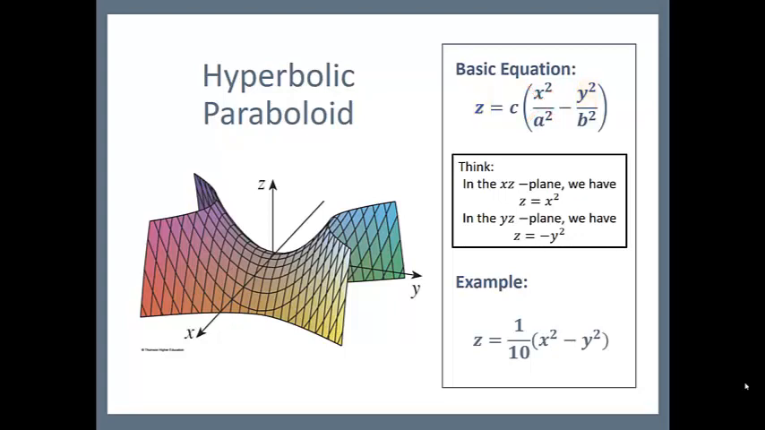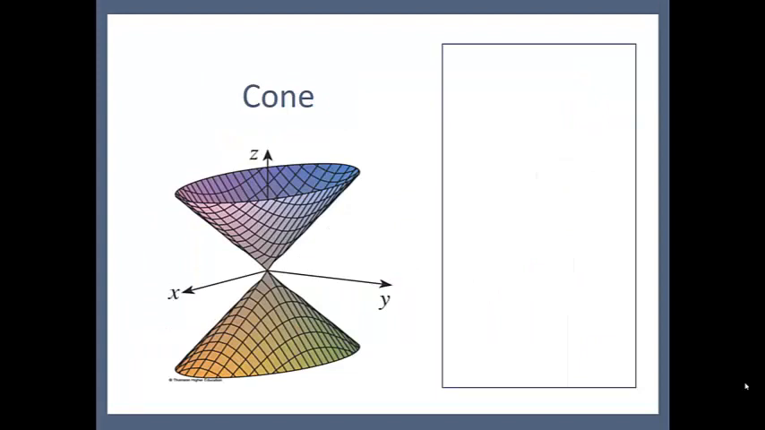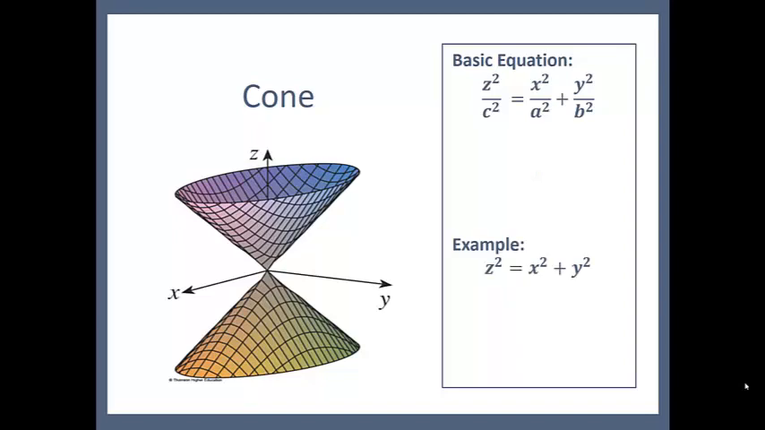Great. One more basic equation for us, and it's the equation of a cone. So our basic equation here would be z squared over c squared equals x squared over a squared plus y squared over b squared. So for example, something like z squared equals x squared plus y squared. And to help us remember, let's go through that logic one more time.